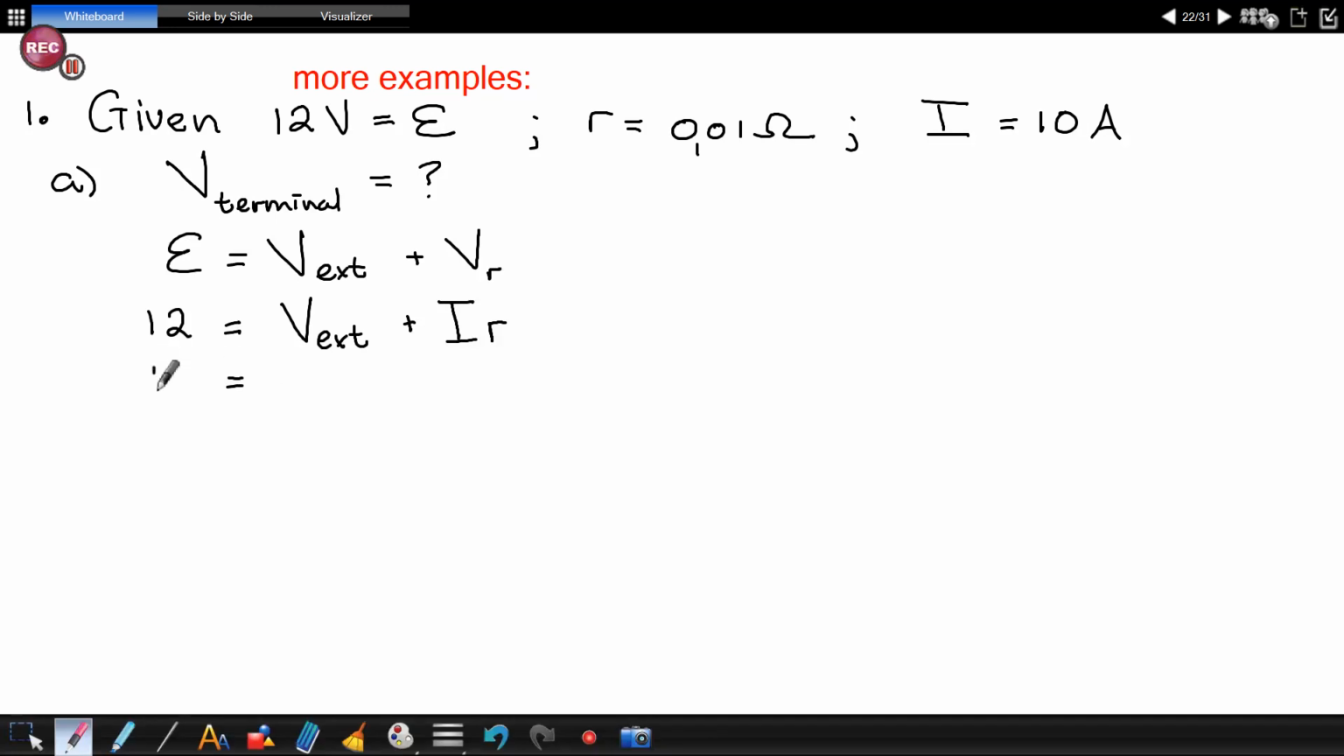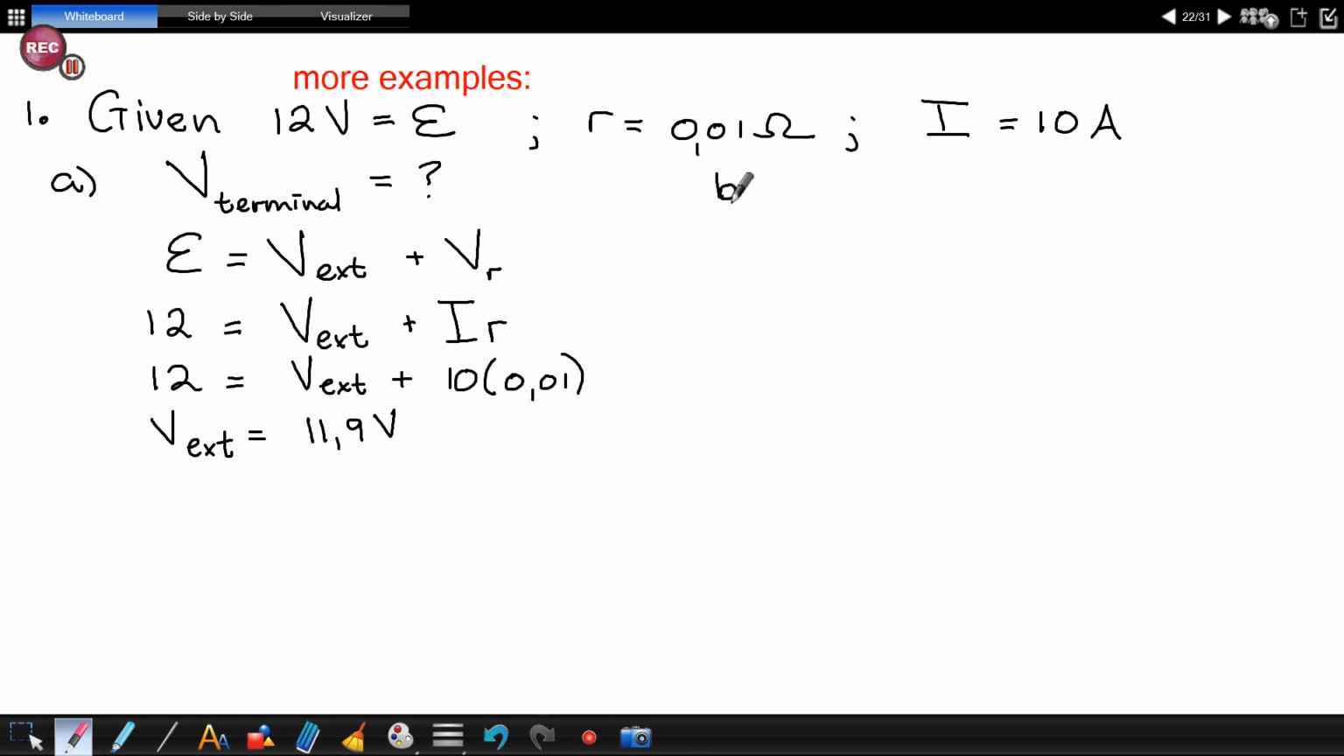So 12 is V external plus, what's the current? 10. What's the internal resistance? 0.01. And you do your calculation there, and you should get the answer that's on the screen there. Just check that it is the case. 11.9, yes, volts. So we've answered A.